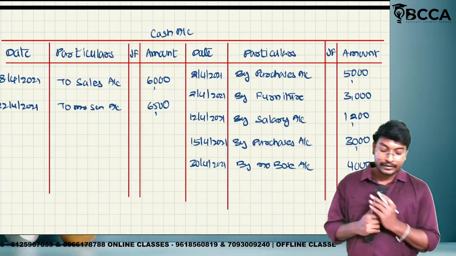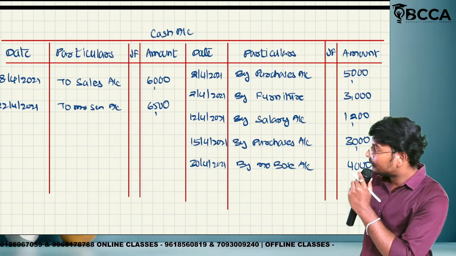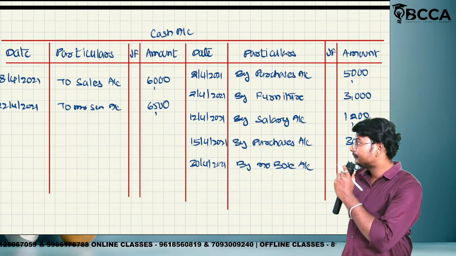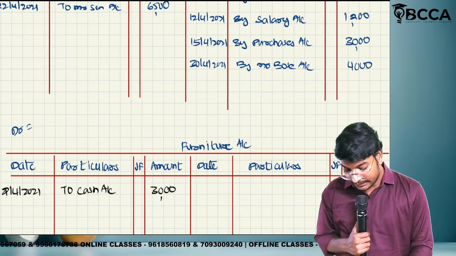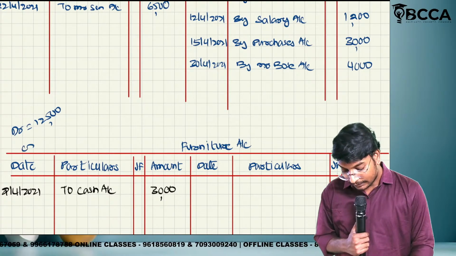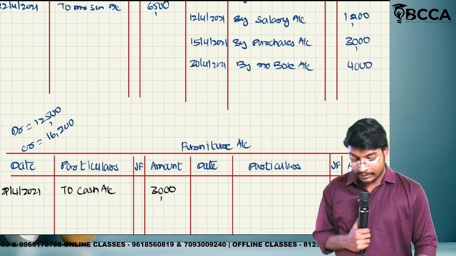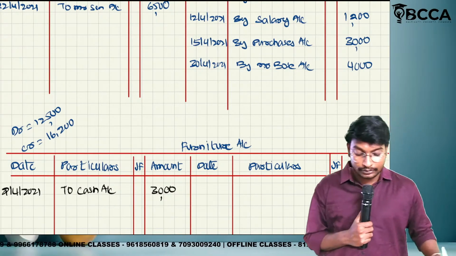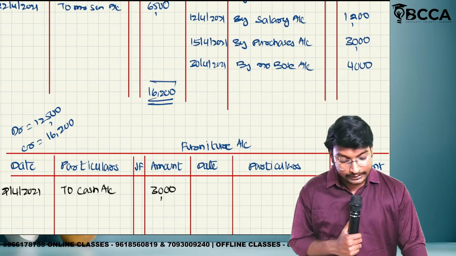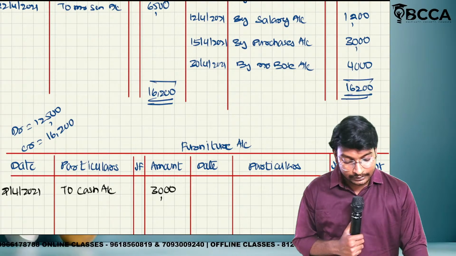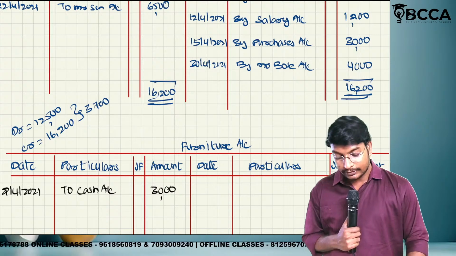Next, cash. What is the total of the debit? 12,500. What is the total of the credit? The total of the debit is equal to 12,500. The total of the credit is equal to 16,200. Okay. What is the highest amount? 16,200 need to be recorded on the totals column. 16,200. And here also how much? 16,200. What is the difference amount?